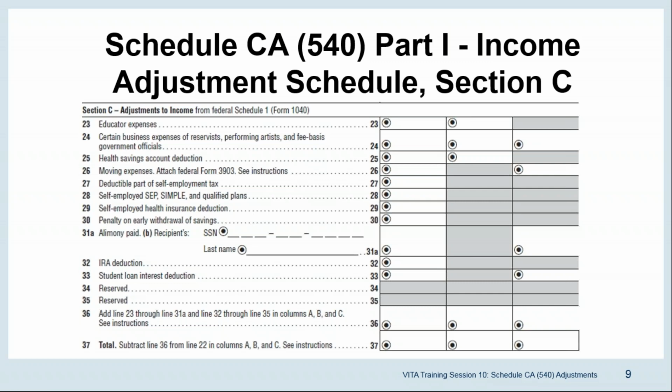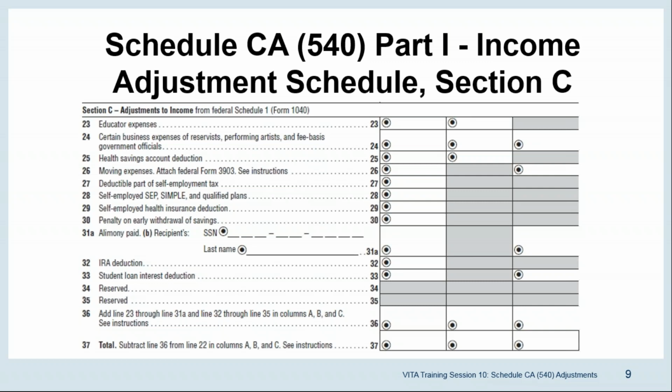Section C, Adjustments to Income from Federal Schedule 1, Form 1040. For lines 23 through 30 and lines 32 through 35, enter the same amount you entered on your Federal Return Schedule 1, 1040. Lines 34 and 35 show reserved on both the Schedule CA 540 and the Schedule 1, 1040 to allow for any additional tax changes that may come. Line 31A and 31B. On line 31A, enter the same amount entered on your Federal Return Schedule 1, 1040. For line 31B, enter the Social Security number and the last name of the individual to whom you paid alimony.